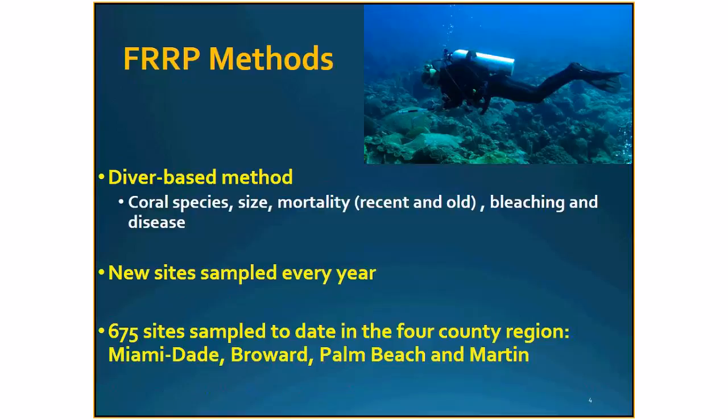And so what you end up getting is a spatial spread throughout the region. In this case, in this four-county region, Miami-Dade, Broward, Palm Beach, and Martin, we have 675 sites that they sampled over the last 11 years, not including 2016's data.